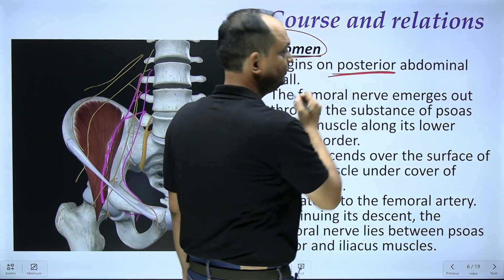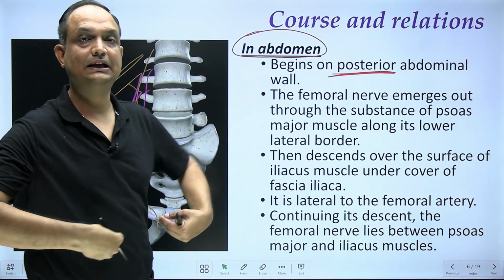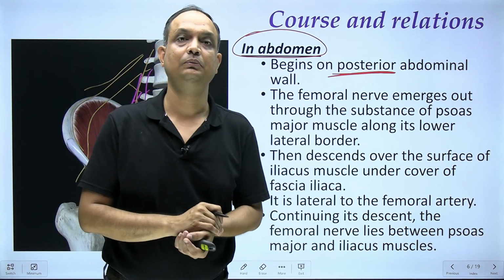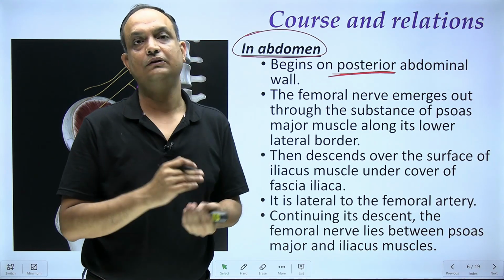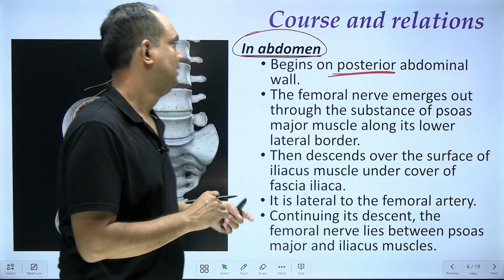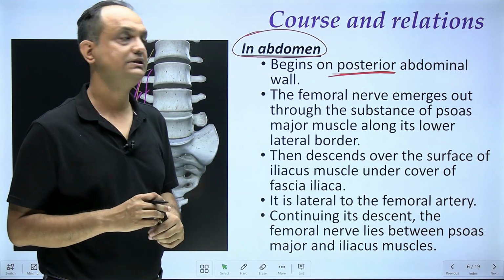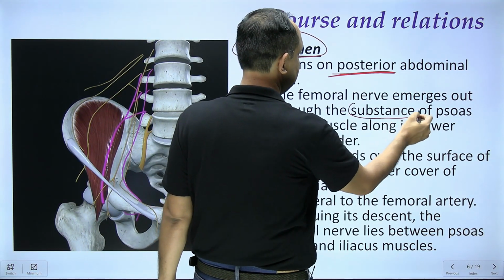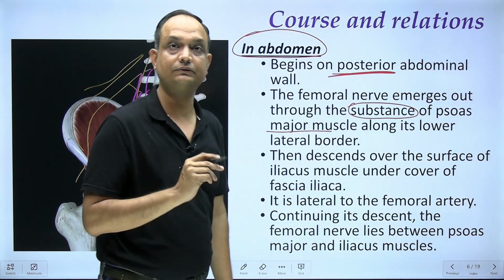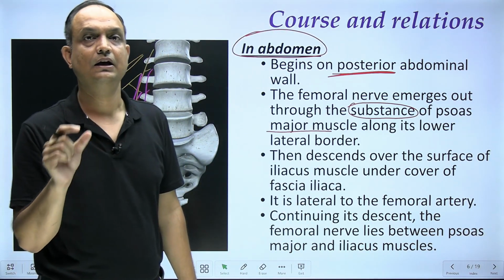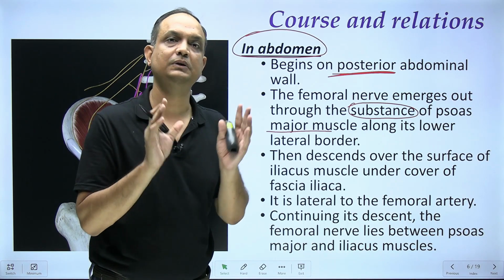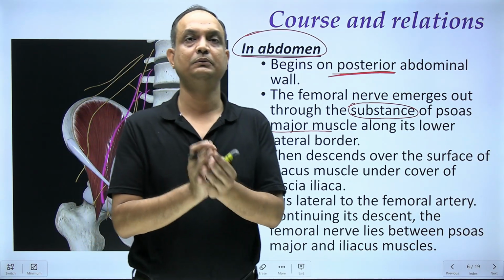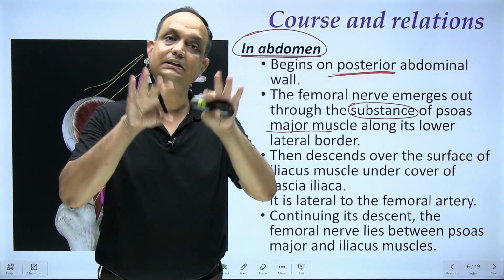Because it is coming from the lumbar plexus and then it is coming out from the lateral border of psoas major, which is a muscle of the posterior wall of abdomen. Now the femoral nerve emerges out through the substance of psoas major. So I think now it is clear why we are using the word emerge out from the substance. Why emerge out from the substance? Because the formation of the femoral nerve is inside the psoas major.